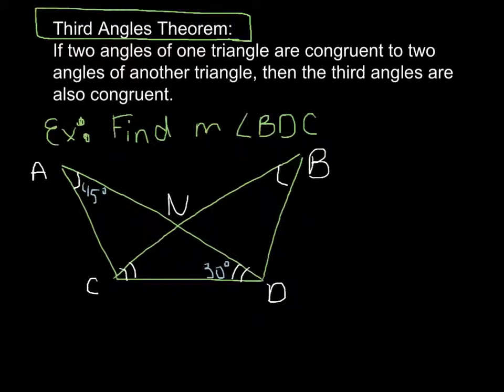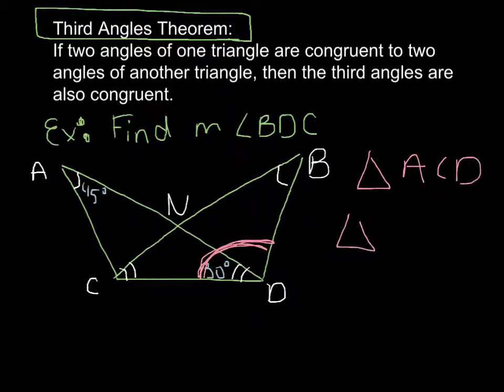If I look at this picture, it's asking us to find the measure of BDC. So I'm going to get a different color. BDC is the overall angle that we are trying to find. I can see my two triangles are triangle ACD and triangle BDC. I can see this angle is 45 degrees. Angle A and angle B should be congruent, so that's also 45 degrees. Angle D, the smaller angle in triangle ACD, is 30 degrees. This angle is also 30 degrees.